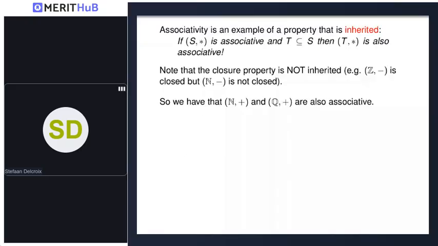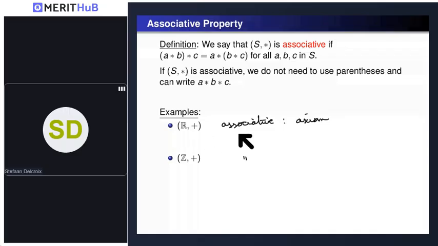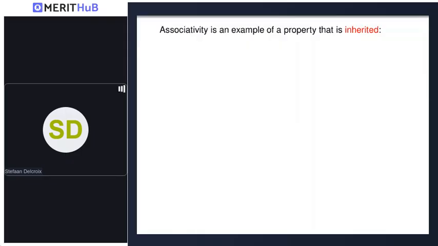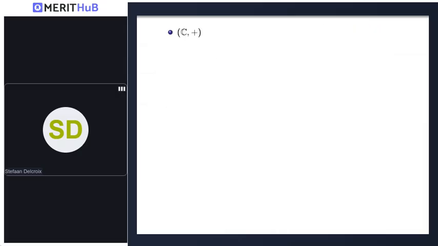Okay, so back to the presentation. Since we are accepting as an axiom that the real numbers under addition are associative, that means anything that's part of the real numbers is also associative under addition. The integers, the natural numbers, the rational numbers, all these guys are associative under addition. So then the next big one is the complex numbers.